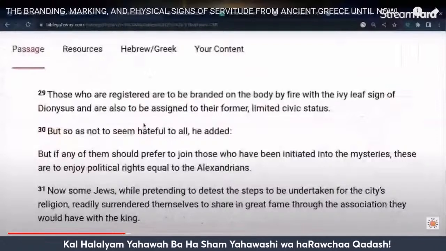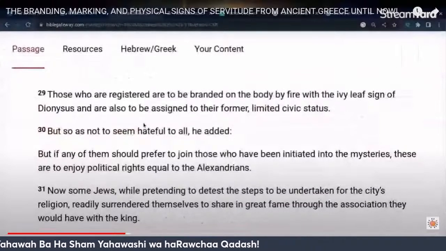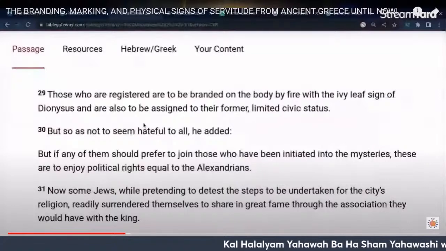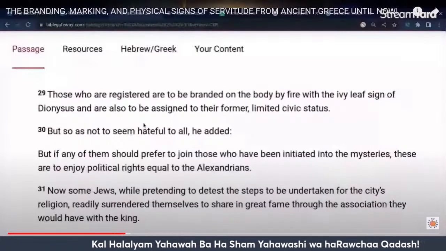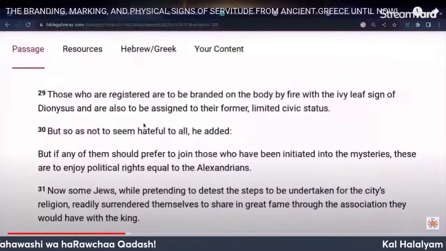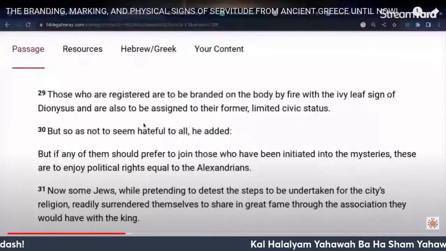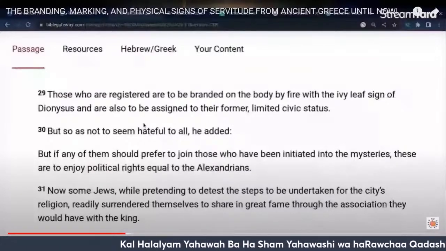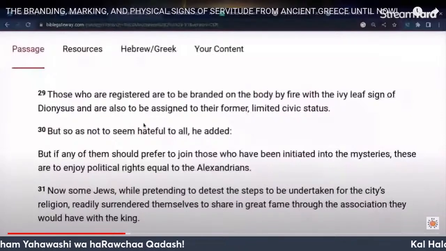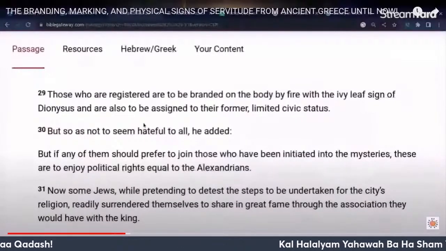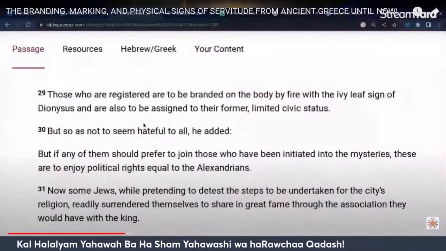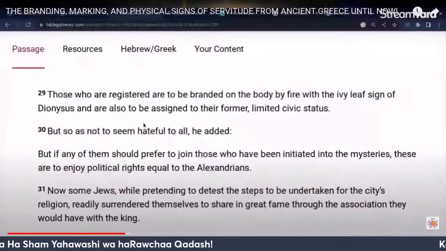It says, but so as not to seem hateful to all, he added, but if any of them should prefer to join those who have been initiated into the mysteries, these are to enjoy political rights equal to the Alexandrians. So it's all about your civil rights or your natural rights, right? Things that you consider to be given to you at birth. Like you got the natural right to breathe air, you got the natural right to drink water, you got the natural right to, as America put it, to be happy. What is it says in the Constitution, something like that, to live and be happy or something. I forget how that go. But Esau is basically going to limit your natural rights and sell them back to you by a branding method, as he did in ancient Alexandria, Egypt.